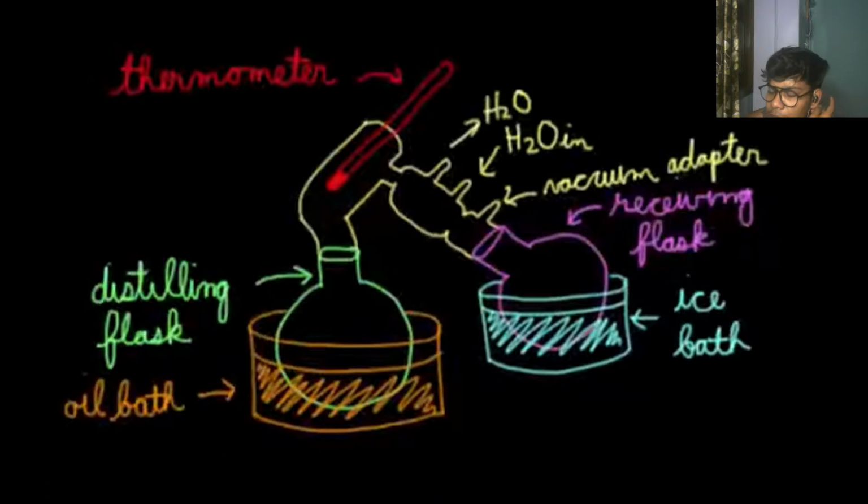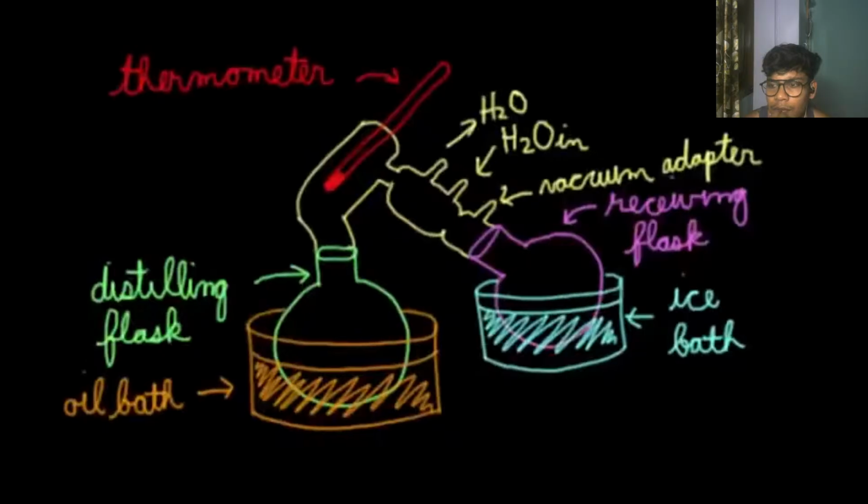Lowering the system's pressure makes it easier to vaporize substances. At lower pressure, the force on the liquid is reduced, making it easier for the liquid to vaporize and transition into the gas phase. This allows distillation to occur more efficiently at lower temperatures.